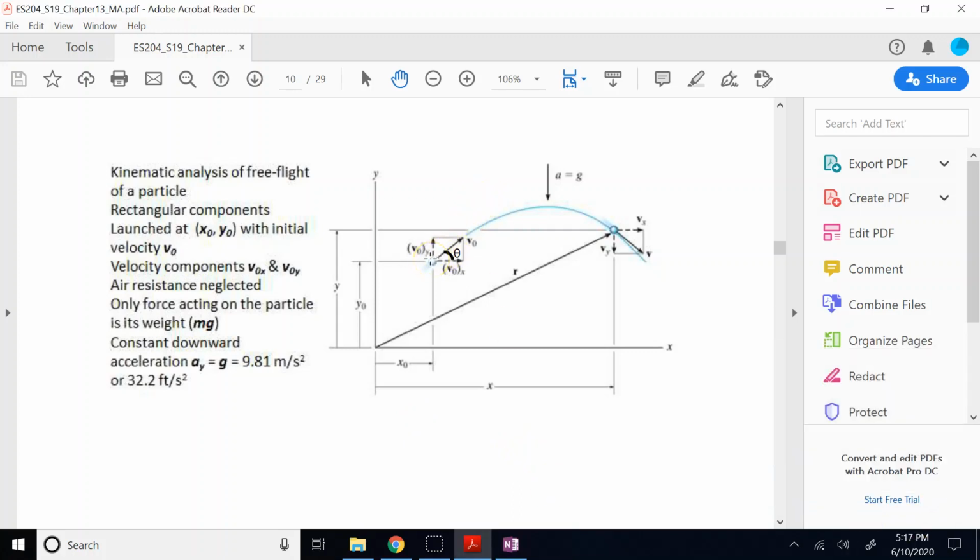So in projectile motion, we assume that a projectile is launched from an arbitrary position x0 and y0, an initial launch position. The launch velocity is v0, which has an angle measured counterclockwise positive with respect to x-axis of theta. So theta is called launch angle, v0 is called launch velocity, and x0 and y0 show the launch position.